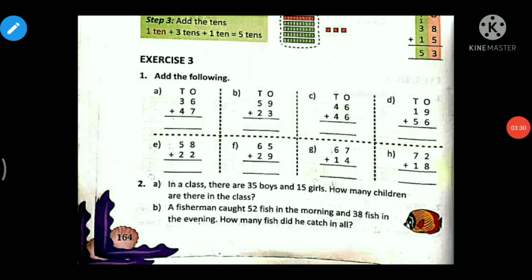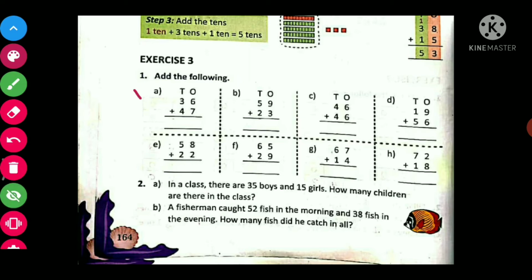Now my dear students, open page 164. Some questions are given in exercise 3. So now we'll do this one. The first one is what? Add the following. We have to add these numbers. We have to apply regrouping. So first of all we'll start from ones place value.